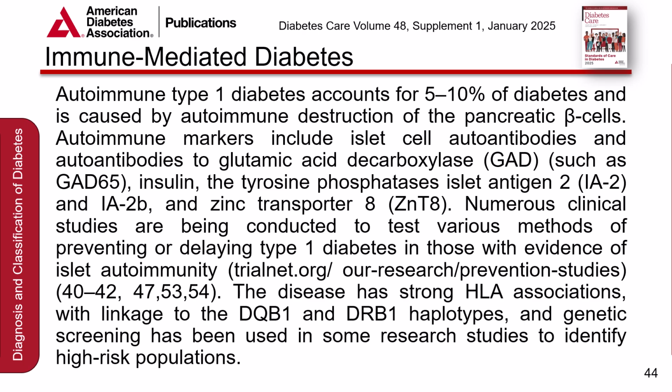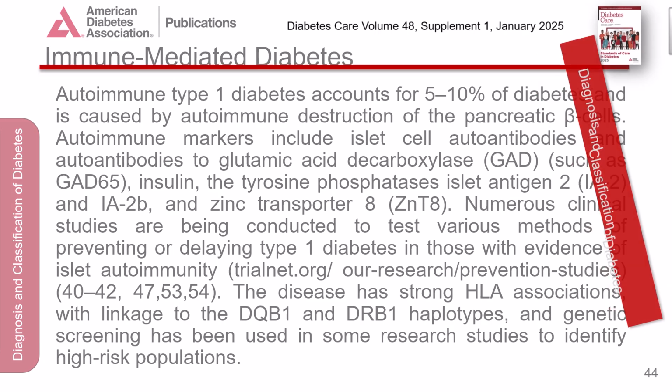Numerous clinical studies are being conducted to test various methods of preventing or delaying type 1 diabetes in those with evidence of islet autoimmunity. TrialNet.org, our research prevention studies. The disease has strong human leukocyte antigen associations, with linkage to the DQB1 and DRB1 haplotypes, and genetic screening has been used in some research studies to identify high-risk populations.